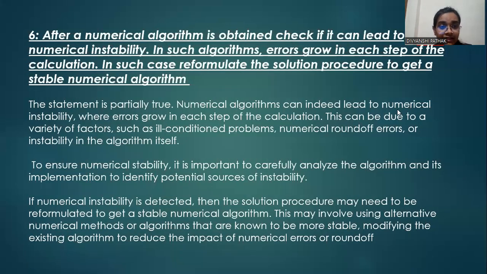Question number 6 says that after a numerical algorithm is obtained, check if it can lead to numerical instability. In such algorithm, error grow in each step of the calculation. In such case, reformulate the solution procedure to get a stable numerical algorithm. So this statement is also partially true.